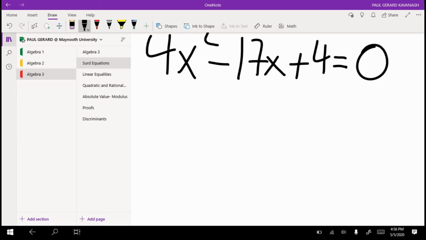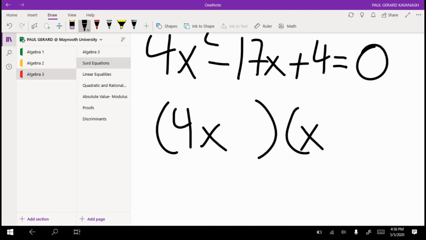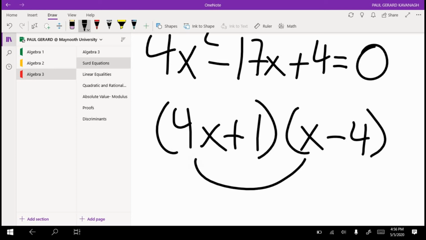So can we write this in a way that this will be valid? And I'll just tell you right now, you can. So it's going to be -1, no, the other way around. It's going to be +1 and it's going to be -4 on this side. So then when you multiply it out, 4x multiplied by x is going to be 4x squared. 4x multiplied by -4 is -16x. 1 by x is x, and 1 by -4 is -4. Then both of these need to be a minus. So minus by minus is +4. So that's where we would get that.